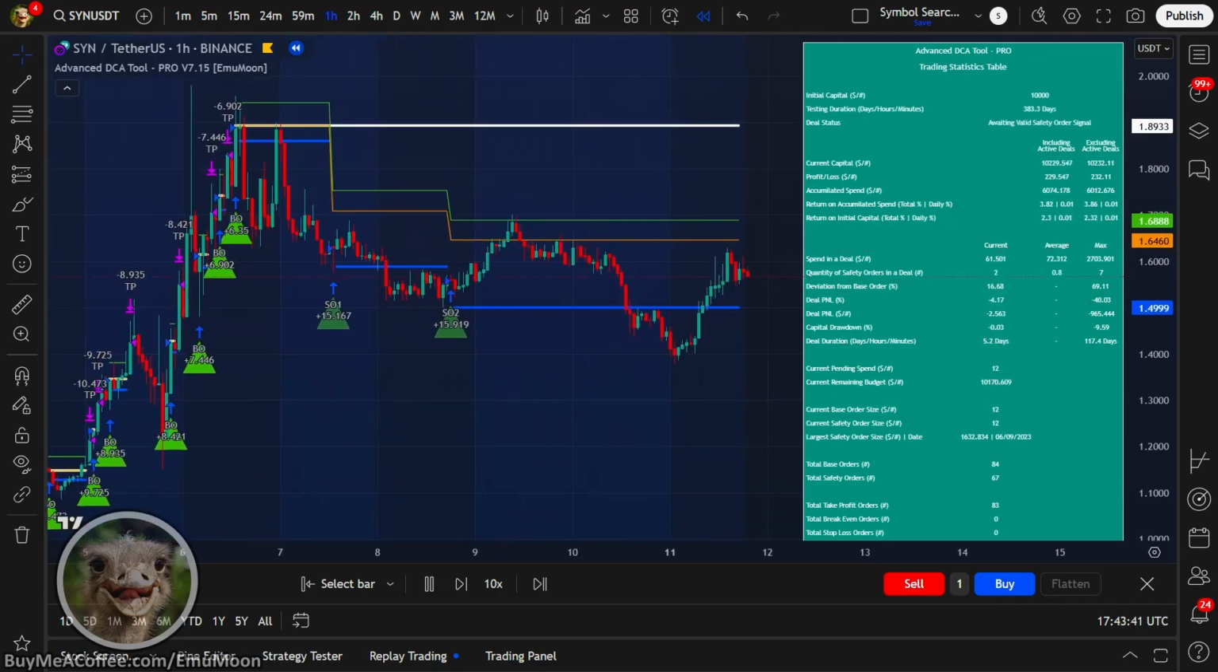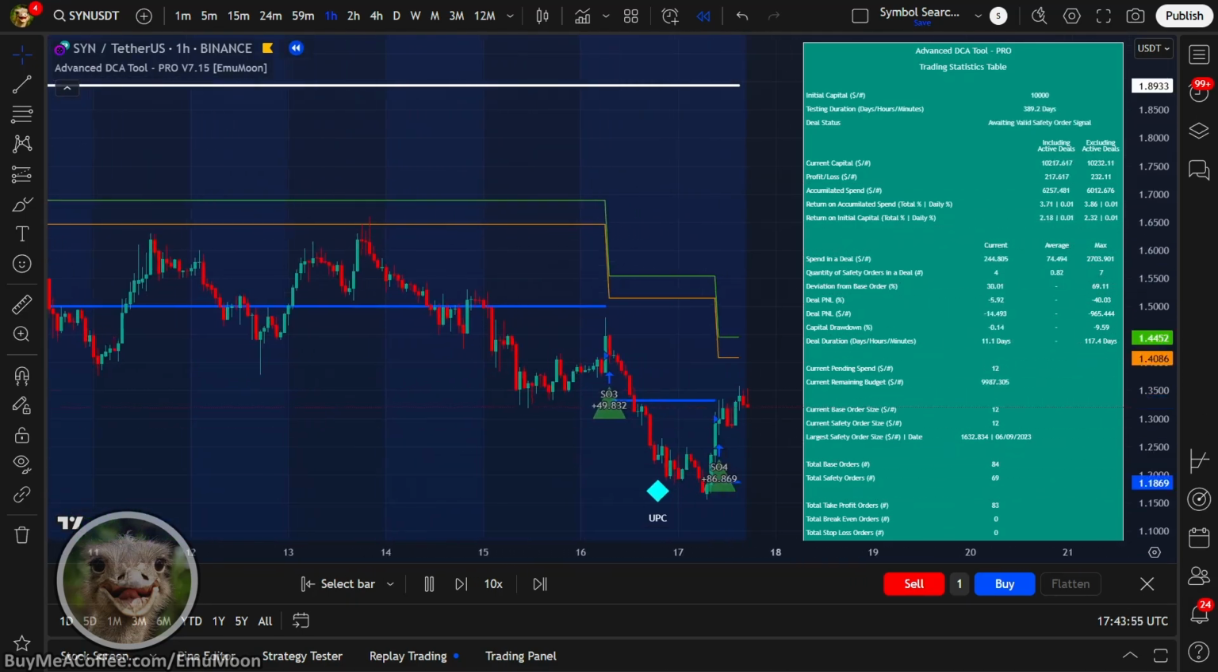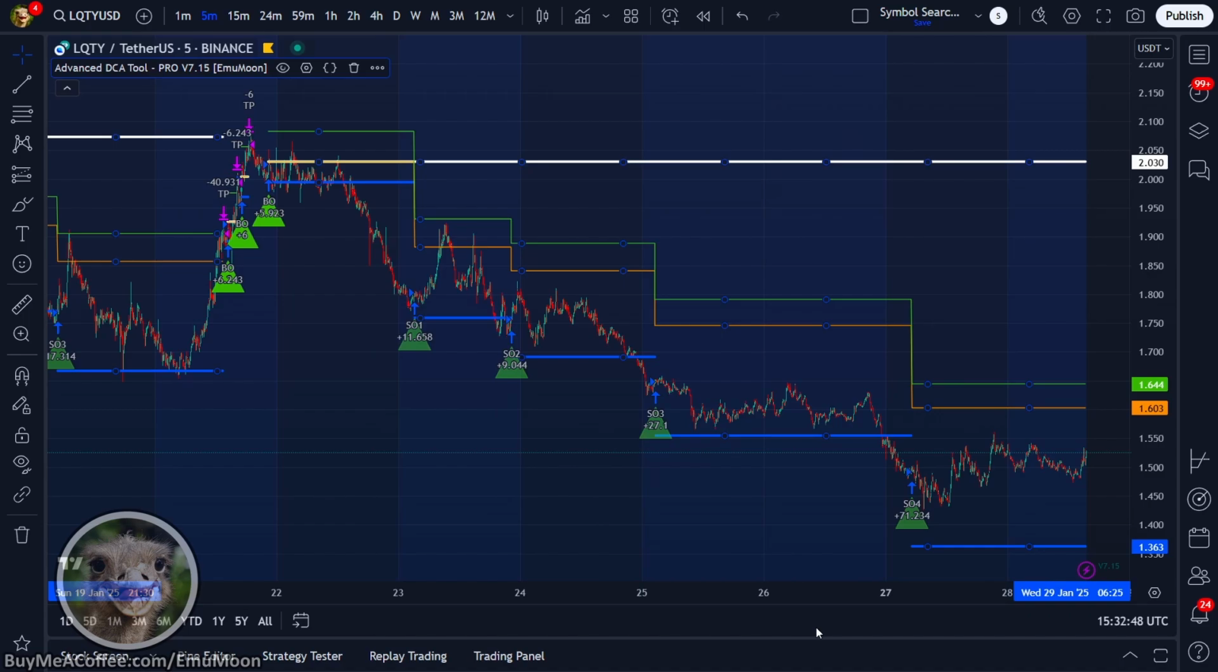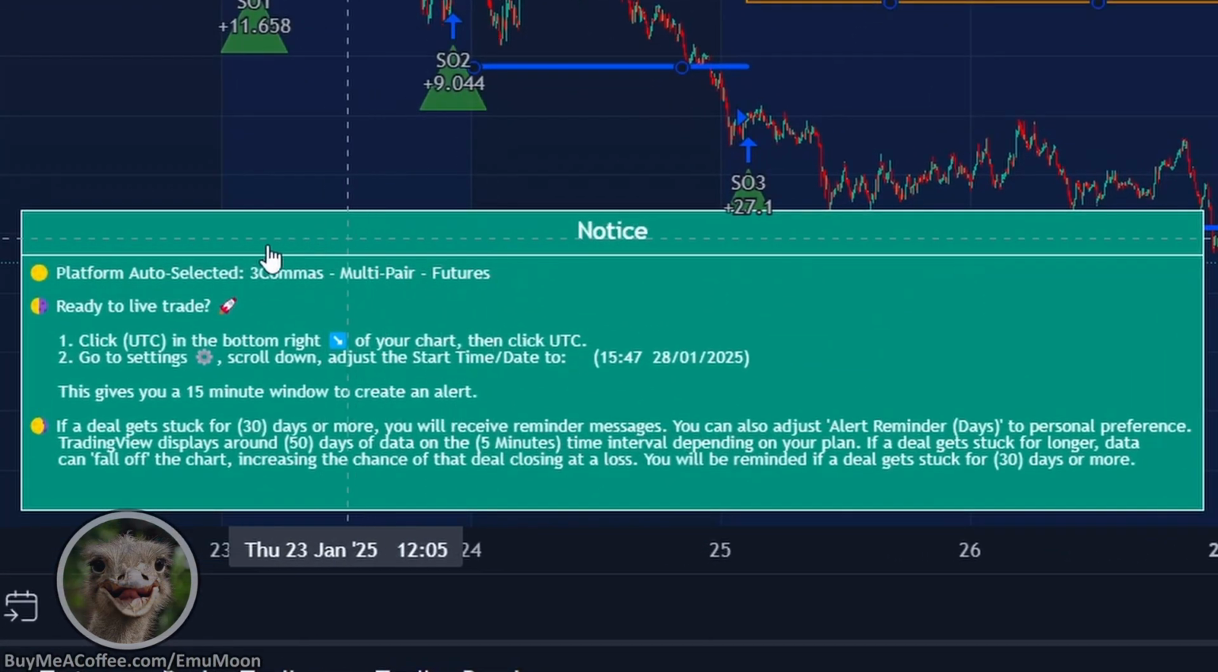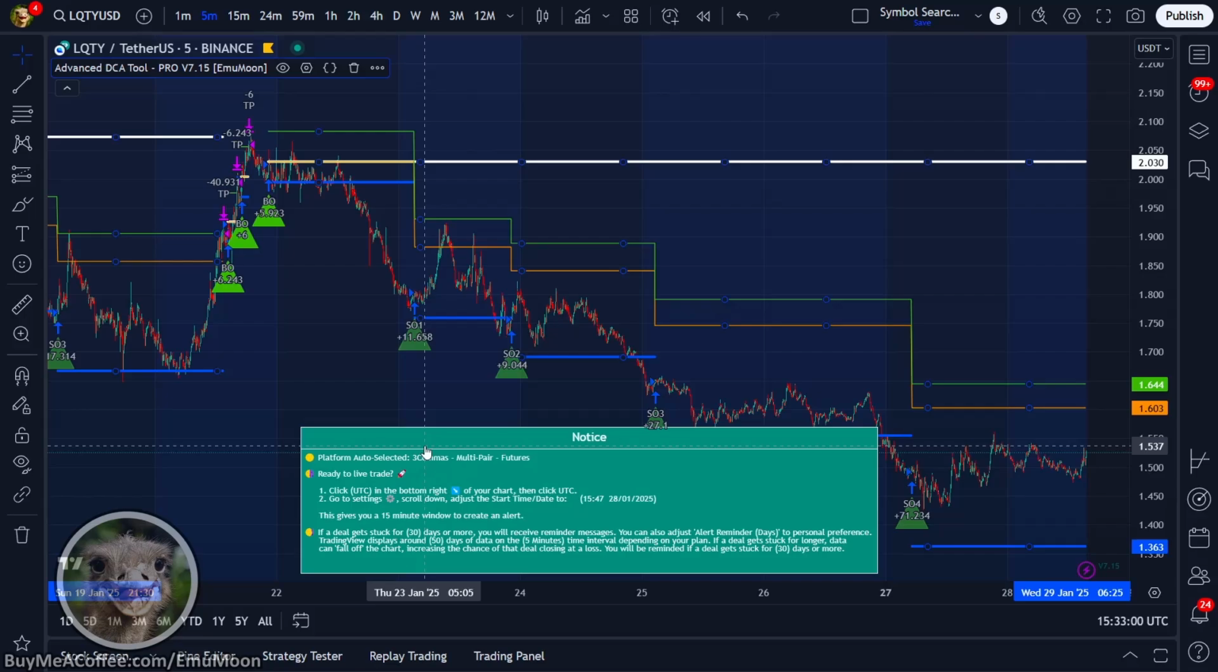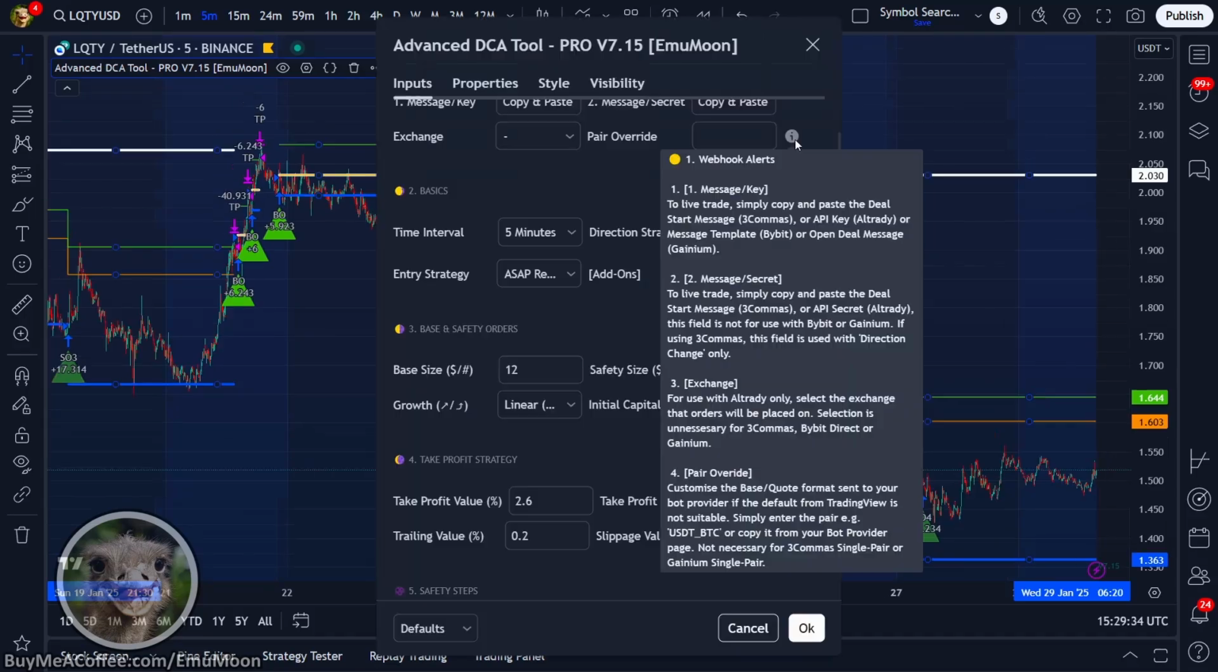The next update is in the Advanced DCA Tool. For anyone who uses leverage with Free Commas, it should make your life a lot easier. So the good news now is it automatically detects that you're using leverage. You don't need to do anything else. It will just send the correct message in the correct format as you'd expect.